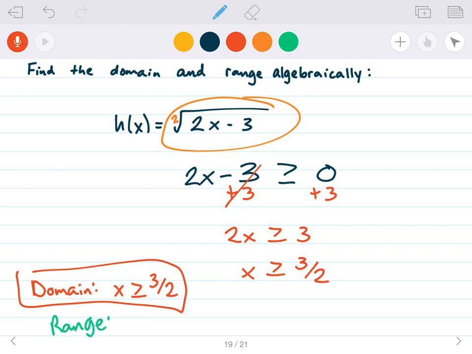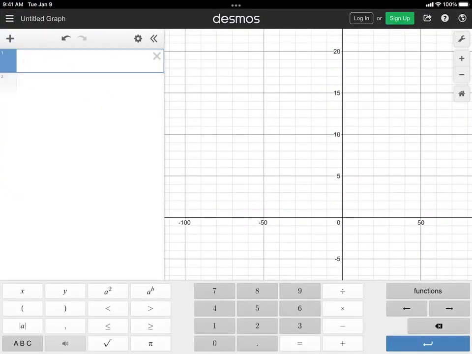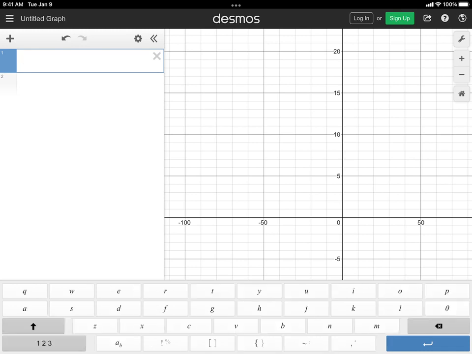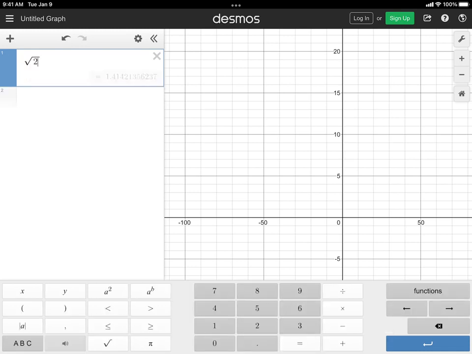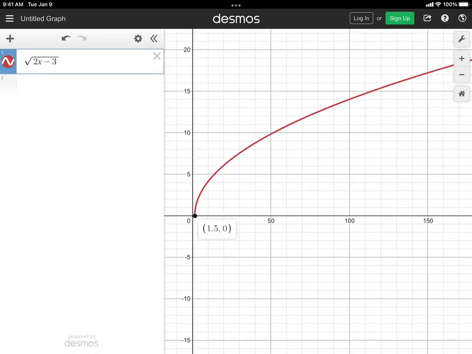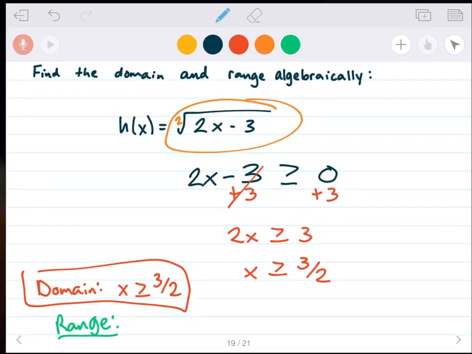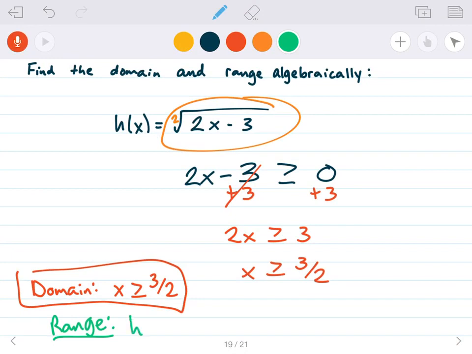Well, I'm just going to use Desmos to do this. So we're going to plug in the function square root of 2x minus 3. So my range, it's going to start at an output of 0, and it's going to go up forever and ever and ever. All right. So my range is going to be h of x is 0 or bigger than 0, and we can say it like this.